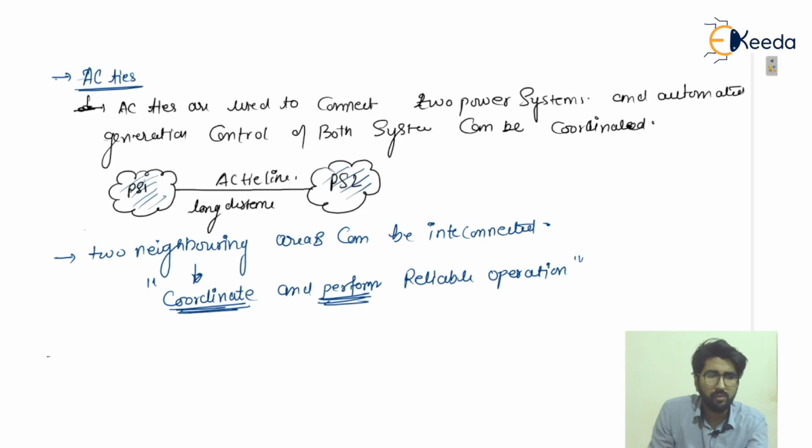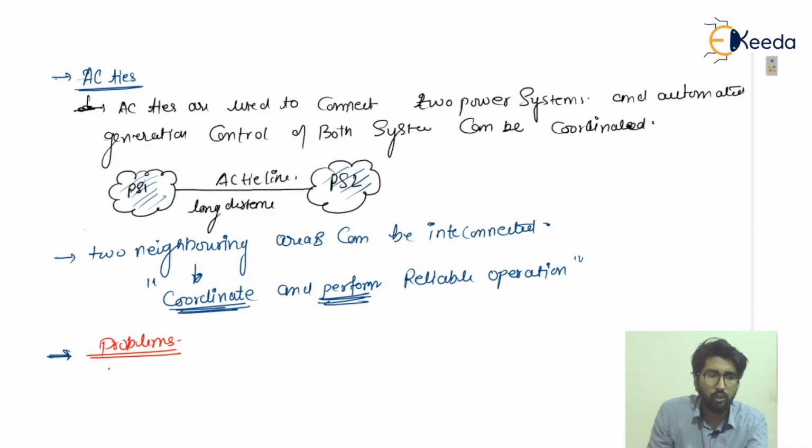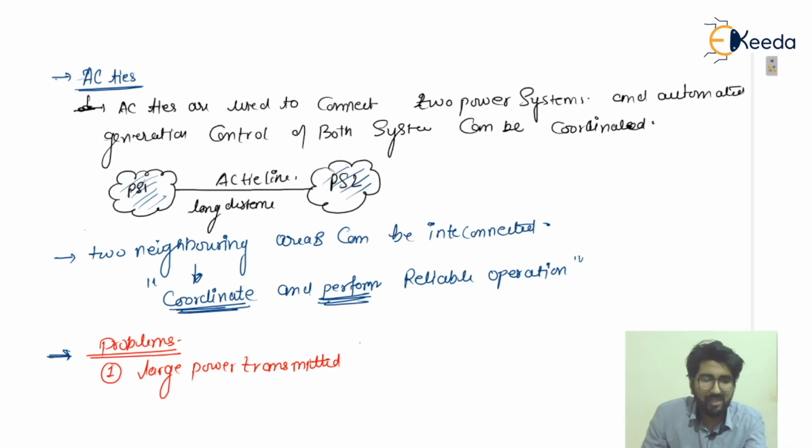Now, next point. What are the problems caused by these AC lines? One problem is that large power is transmitted, because high voltage lines are used for transmitting power over longer distances. The large power transmitted may have oscillations. But why do these oscillations occur? Because you have the inductor and the capacitor, and these LC oscillations cause high frequency oscillation. This LC circuit causes high frequency oscillations.